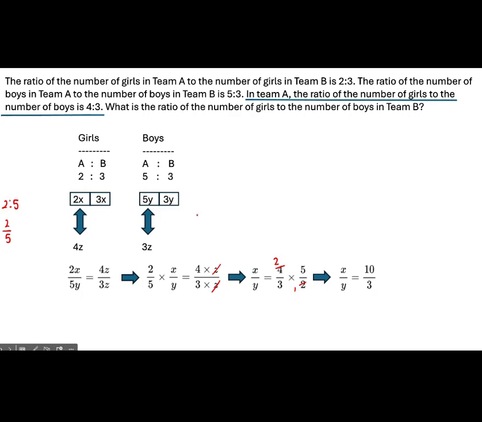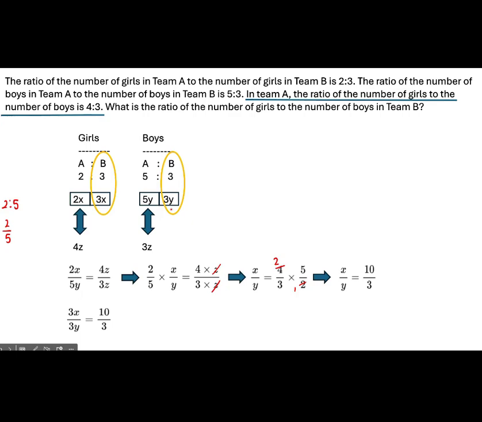Now, x is this factor here and y is this factor here. Before we go there, the question here is, what is the ratio of the number of girls to the number of boys in team B? We are now looking at the number of girls in team B to the number of boys in team B, which is basically the total number of girls over the total number of boys. So that can be given by 3x over 3y, because here the total number of girls in team B is 3x, the total number of boys in team B is 3y.